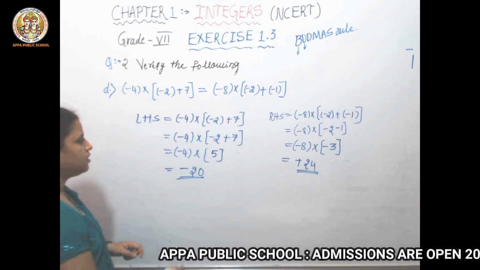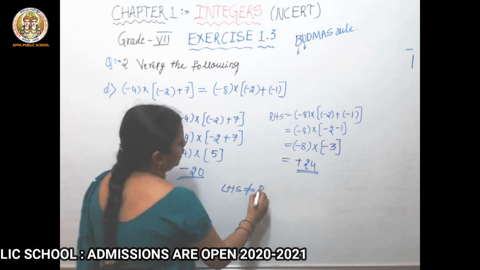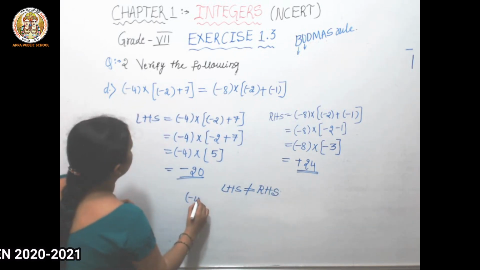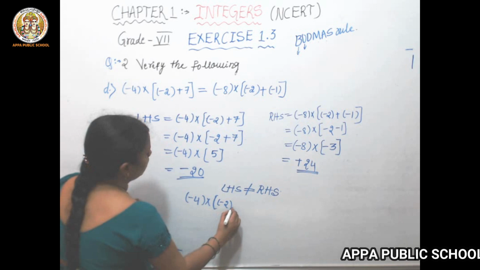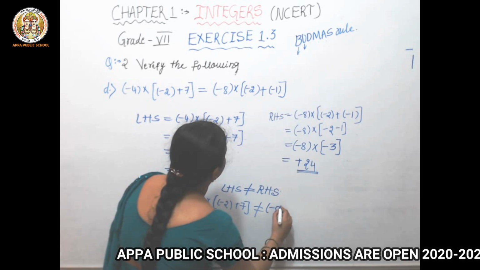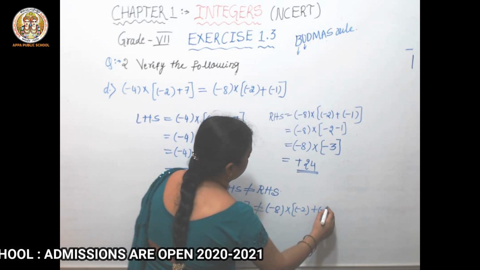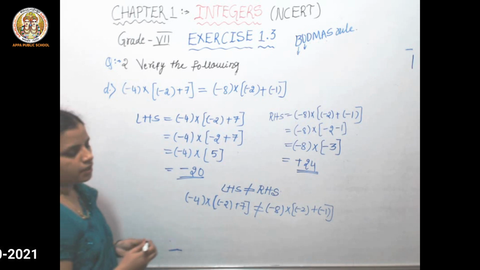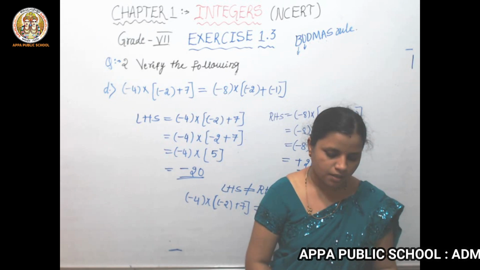So here it is clear that LHS is not equal to RHS. Minus 4 into minus 2 plus 7 is not equal to minus 8 into minus 2 plus minus 1. Here LHS is not equal to RHS. With this we completed the second bit. Next is the third bit.